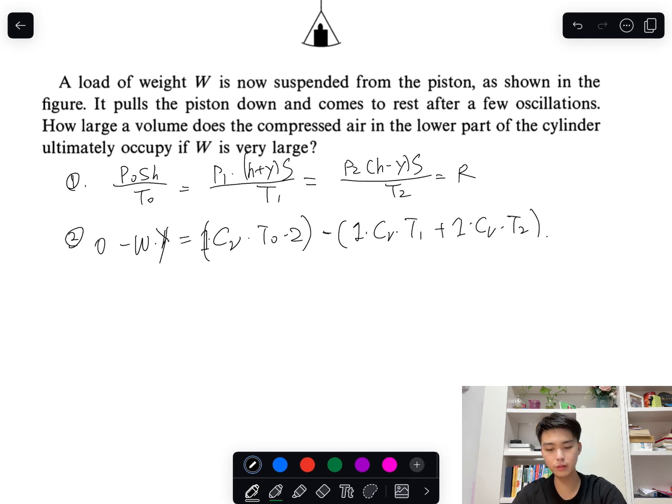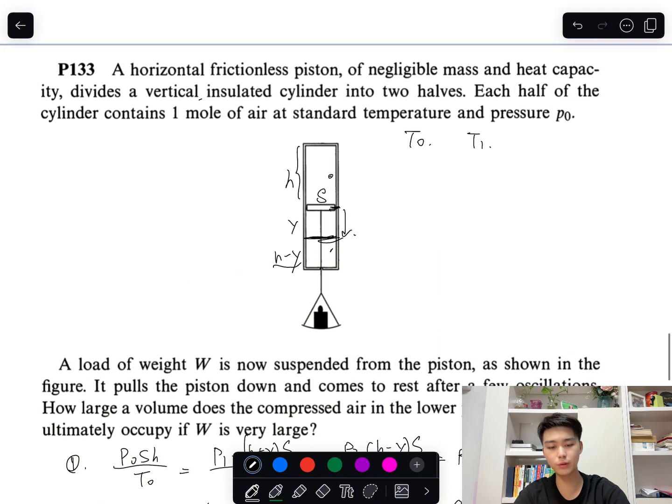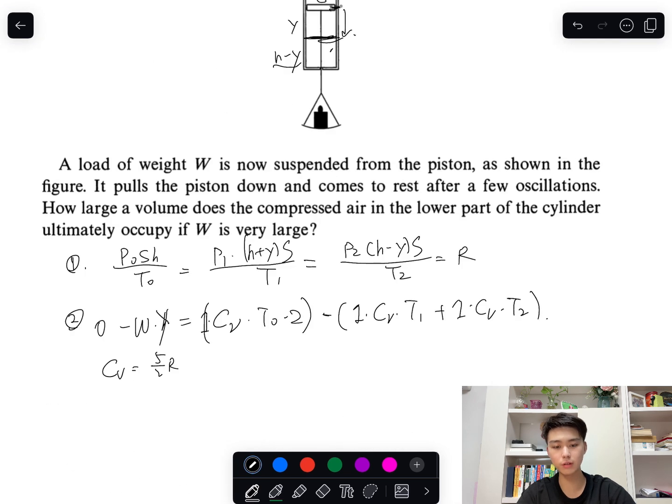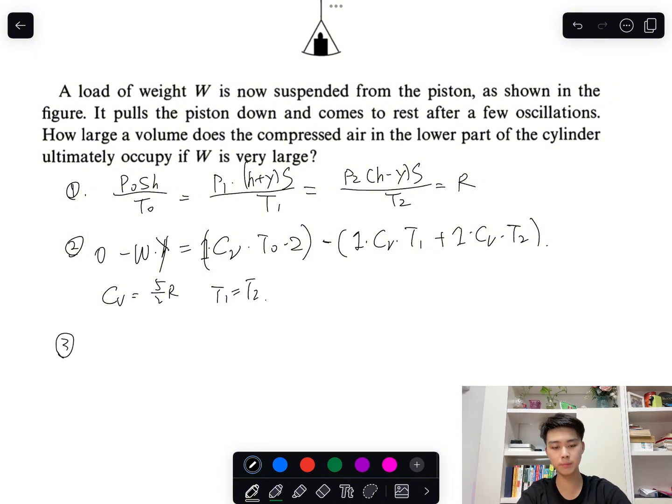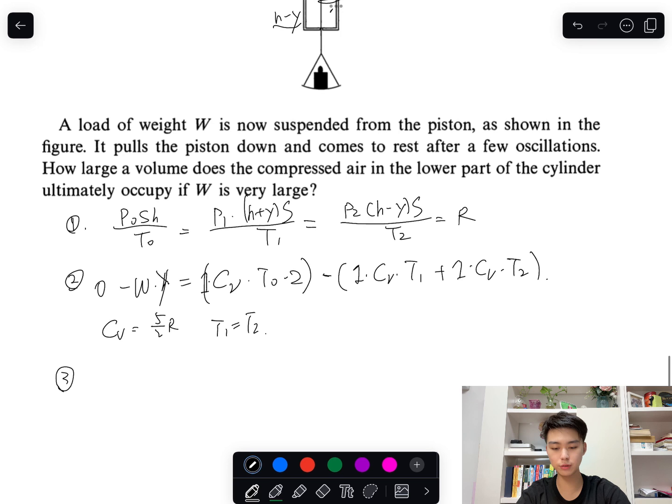And CV here equals 5R over 2, because we see air as a diatomic gas. We also have T1 equals T2. And the fourth equation is P2 minus P1 equals W over S.